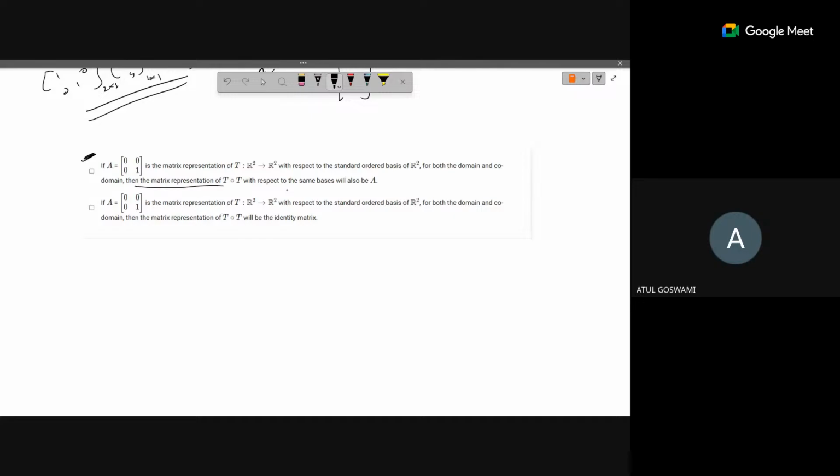Then the matrix representation of T of T. So what is T of T? For T, we multiply by A. If X is a vector, then this would be AX. And if it is T of T, then we multiply again by A. So T of T of X would be A squared X. Is that clear?